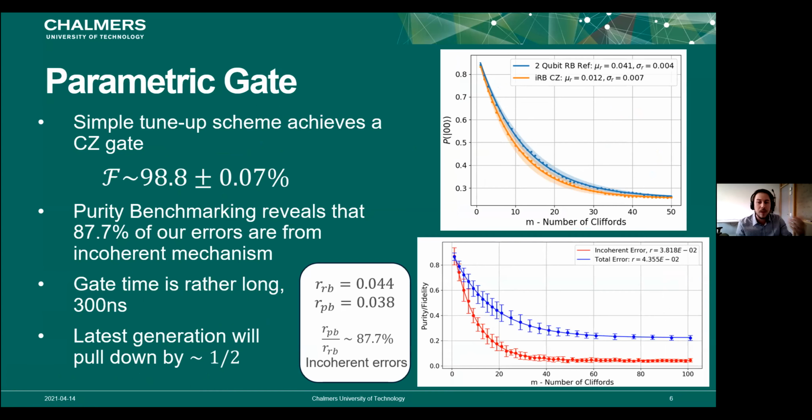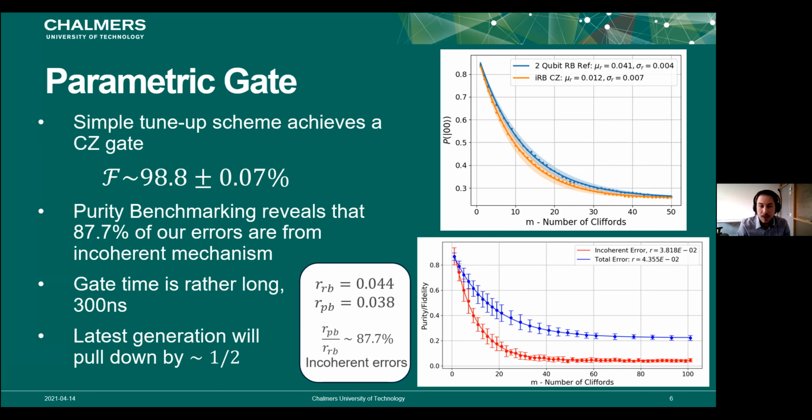So that's fine, but where are our errors actually lying? Well, we can do purity benchmarking as well, which is essentially we do tomography of our randomized benchmarking sequence to instead see where we lie on the Bloch sphere rather than comparing have we reached back to 0-0. And we reveal that most of our errors are coming from incoherent mechanisms. So these are things like T1, T2, et cetera. And that's not so surprising because unfortunately, one of the drawbacks of doing this parametric process is our gate time is maybe rather long. So it's around 300 nanoseconds, whereas if you compare it to some of the DC gates, you can get down onto the tens of nanosecond scale.